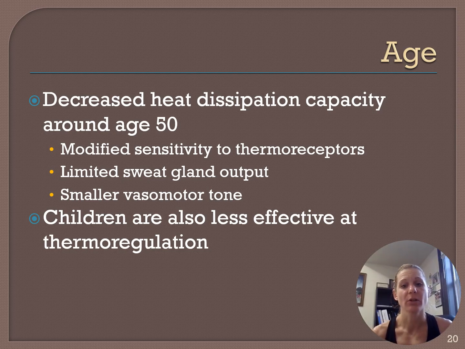When we think about our older adults, they're going to have modified sensitivity to their thermal receptors, which are going to detect information about body temperature and temperature around them as well. They also have impacts on their sweat glands in terms of their output ability, and then smaller vasomotor tone. So when we think about our ability to shunt blood to various locations, they're going to be a little bit limited in that capacity as well.